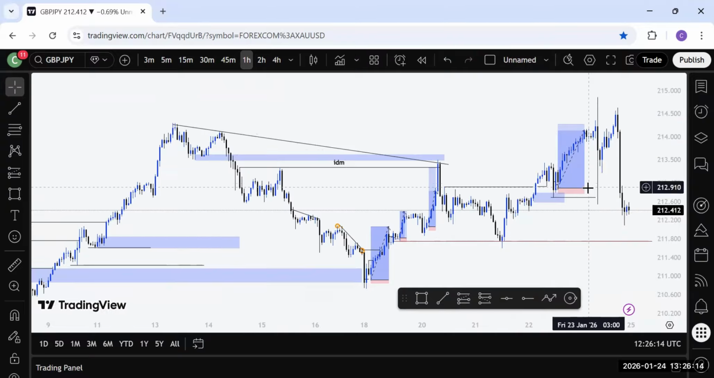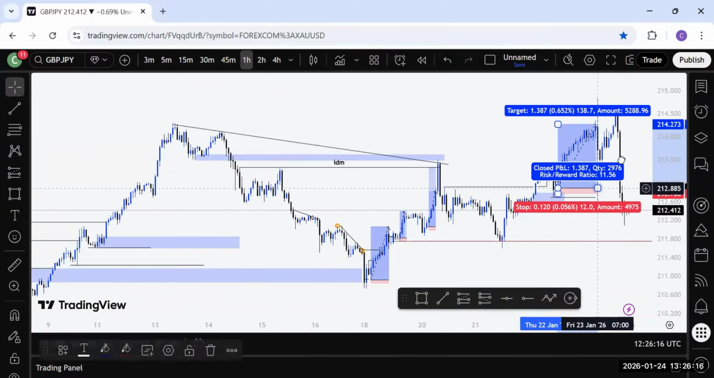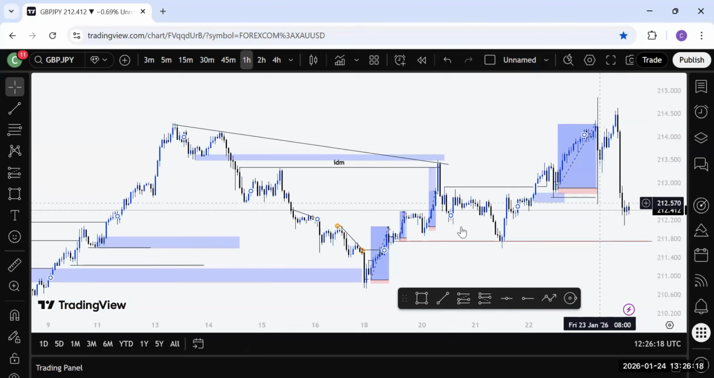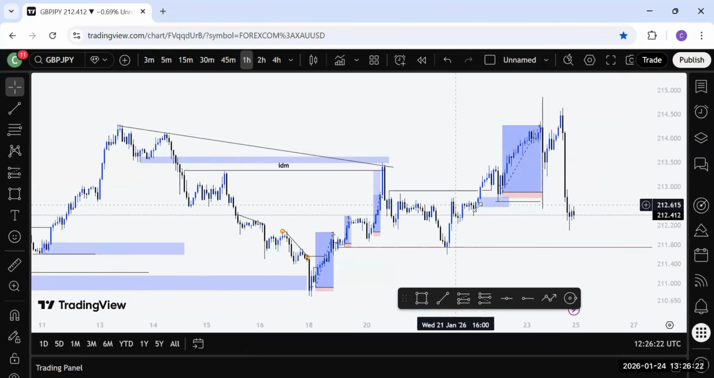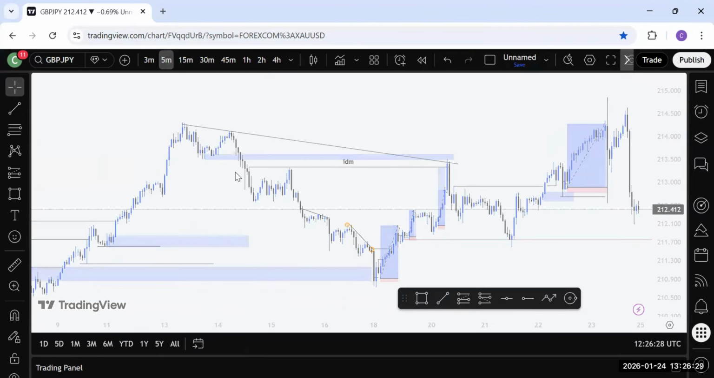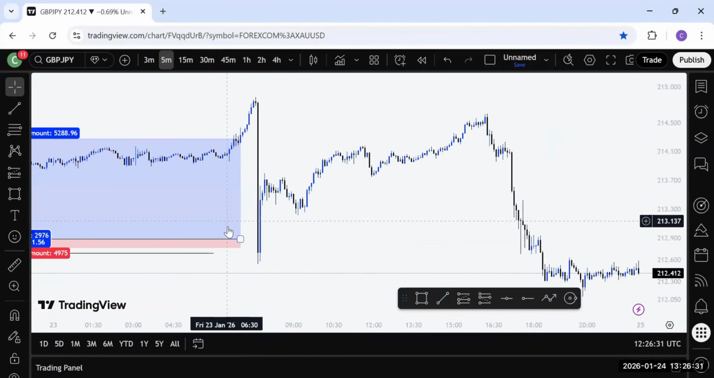And the moment the market took out my liquidity, what happened? Immediately reversed back to SL. So my target was taking out this liquidity. Why? Because I entered from the higher time frame POI, which is the 1 hour, so I was targeting the 1 hour liquidity. When I entered from the 5 minute POI over here, I was targeting the 5 minute liquidity.